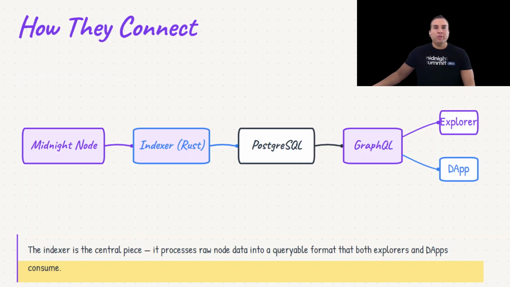Here's the big picture of how everything fits together. The Midnight node produces blocks. The Rust indexer processes those blocks and stores the structured data in PostgreSQL. A GraphQL layer serves the data to consumers, both the Explorer UI and your custom apps. The indexer is a central infrastructure piece here. Everything downstream depends on it. If you're building anything that needs to read chain data, whether it's a dashboard, a monitoring tool, or a full application, you're going through the indexer GraphQL API.